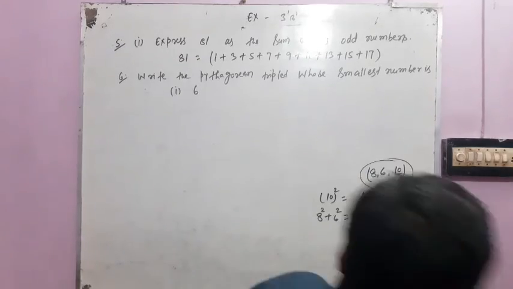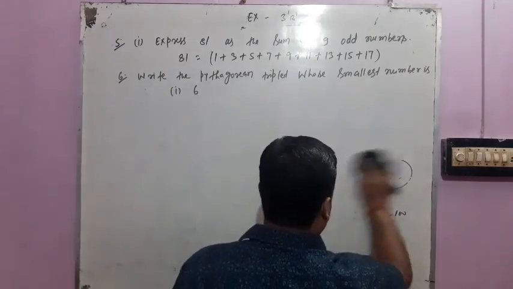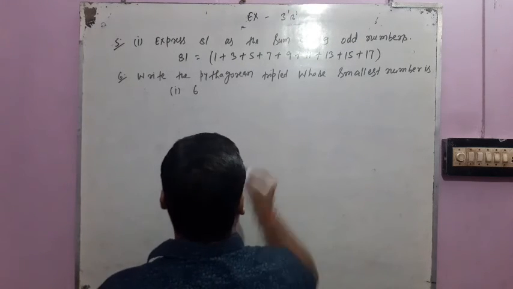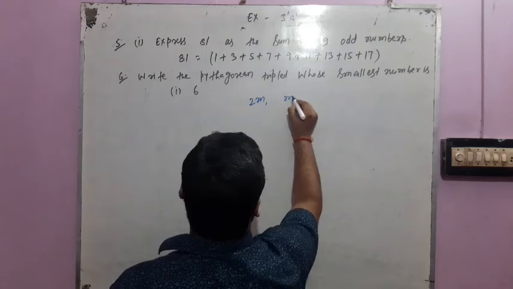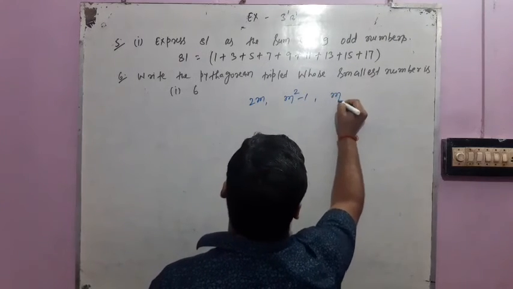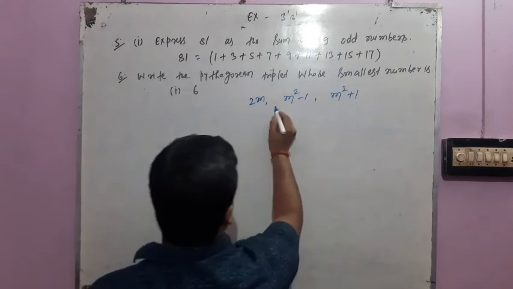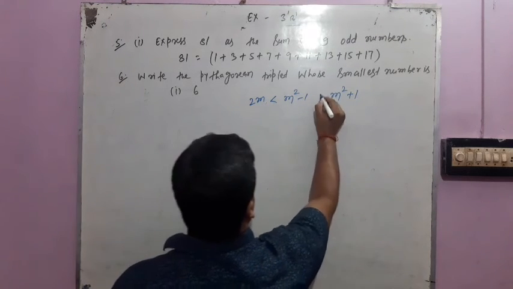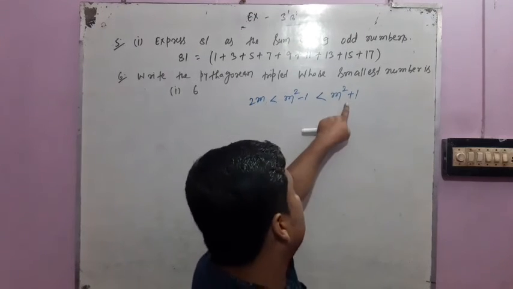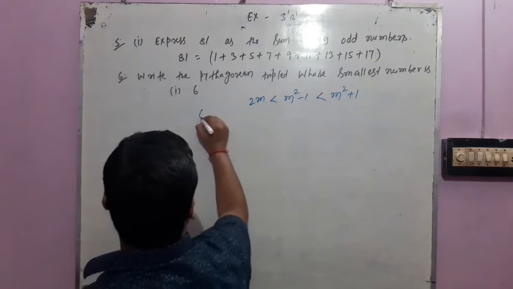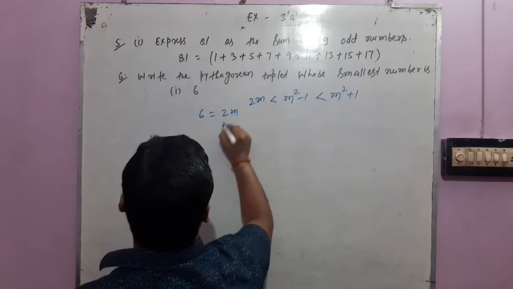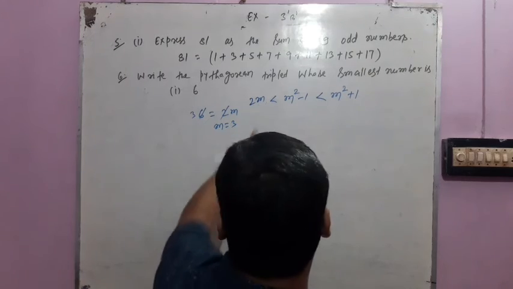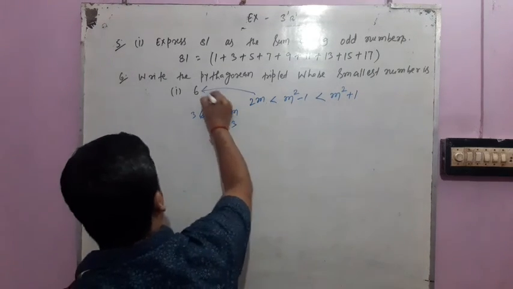Now a Pythagorean triplet is always in the form of 2m, m square minus 1 and m square plus 1. Out of these 3 numbers, 2m is the smallest, m square minus 1 is greater than 2m, and m square plus 1 is the greatest number. So the value of 2m is given here, and from that we will calculate the value of m.